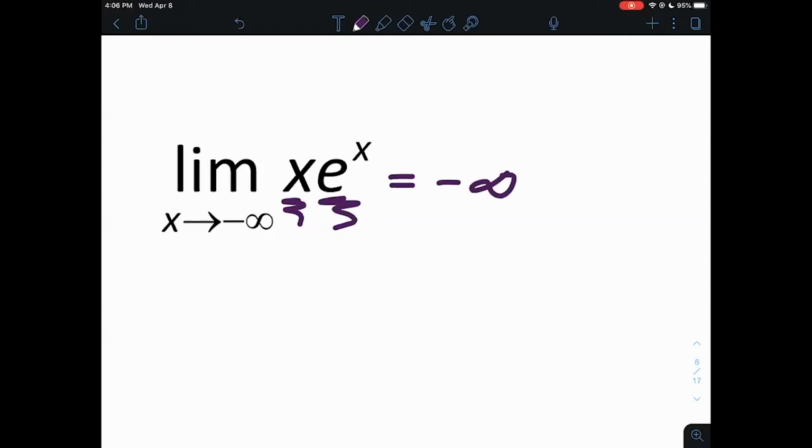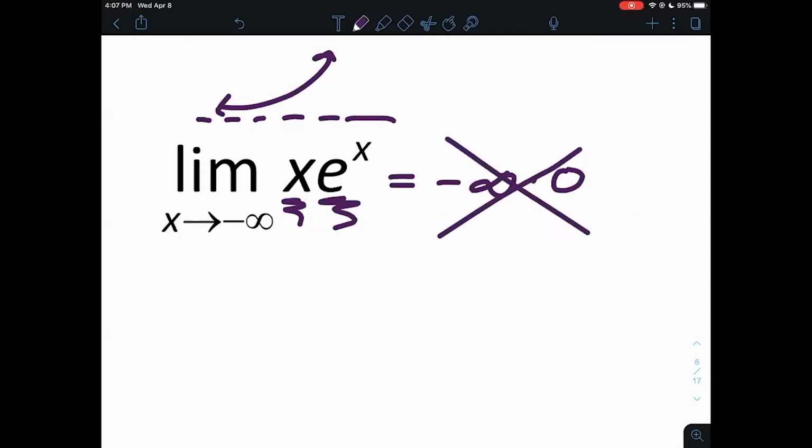e to the x, however, has a horizontal asymptote at 0. The end behavior of this e to the x function, if we really looked at it like this, as x is approaching negative infinity, e to the x is approaching 0. So we end up with this indeterminate form of negative infinity times 0. This is exactly not what I just said when I said that L'Hopital's rule can only be applied in situations of indeterminate form 0 over 0 or infinity over infinity, which is not this.